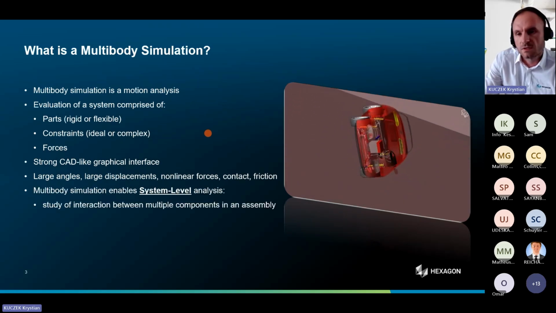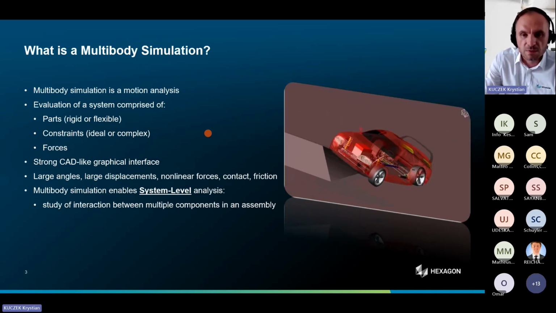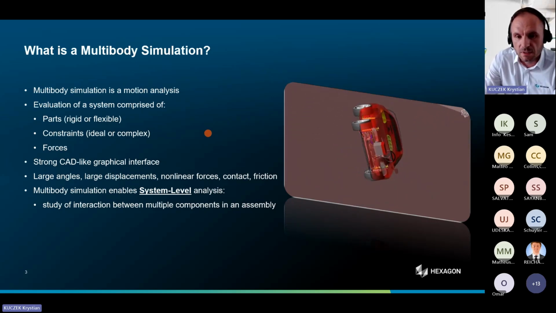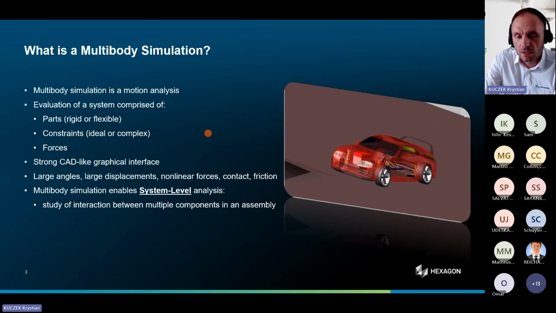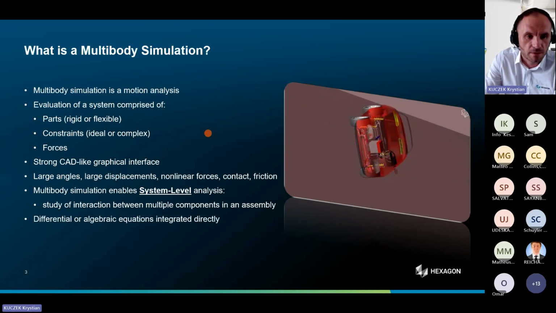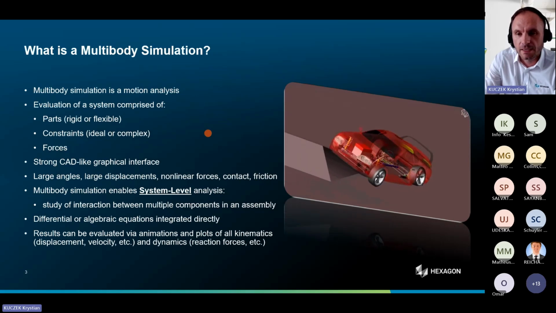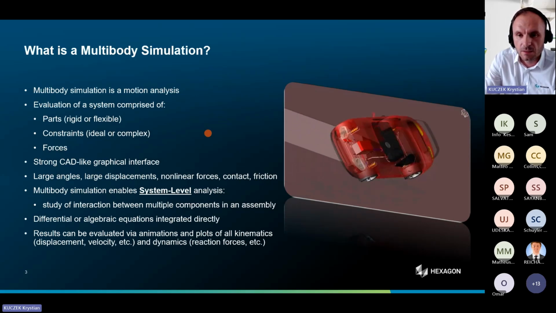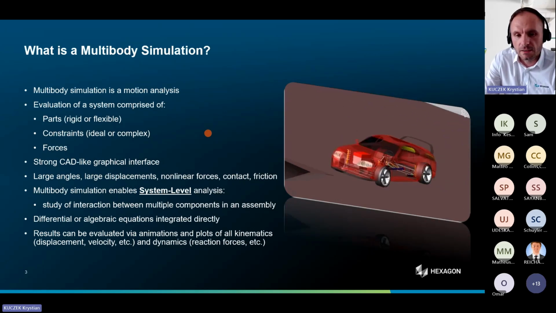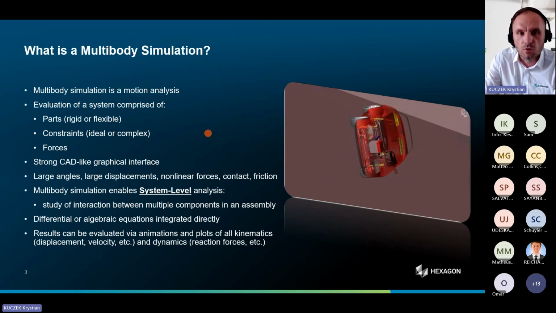Do not forget that multi-body simulation enables you to perform system-level analysis. Simply speaking, it is a study of interaction between multiple components or multiple subsystems, like in our vehicle model, where you are dealing with the front suspension, rear suspension, the chassis itself, and so on. After running the analysis, you will get results, and these results can be post-processed via animation and plots to highlight the kinematics or dynamics based on the boundary conditions set up for your multi-body model.